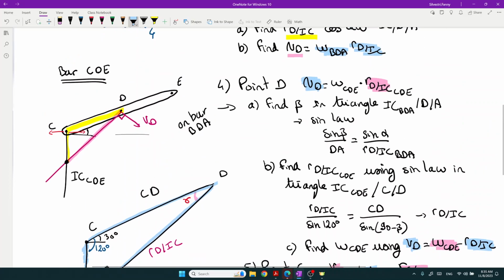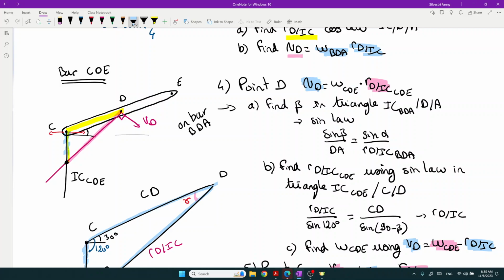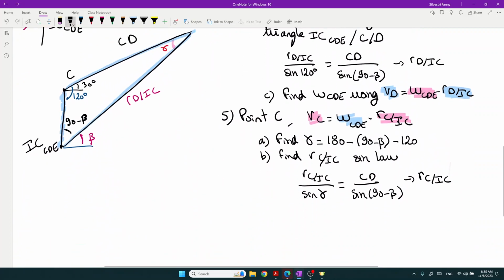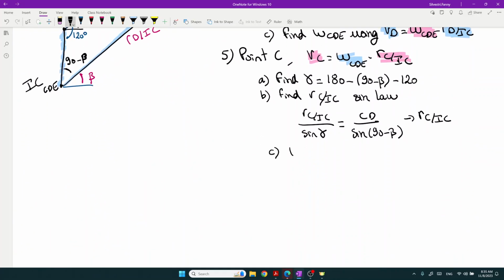And we can find the VC going in that direction because we know that omega CDE is negative. We are rotating around the IC. This is my VC. So we find VC with this formula: VC equals omega CDE times RC about IC.